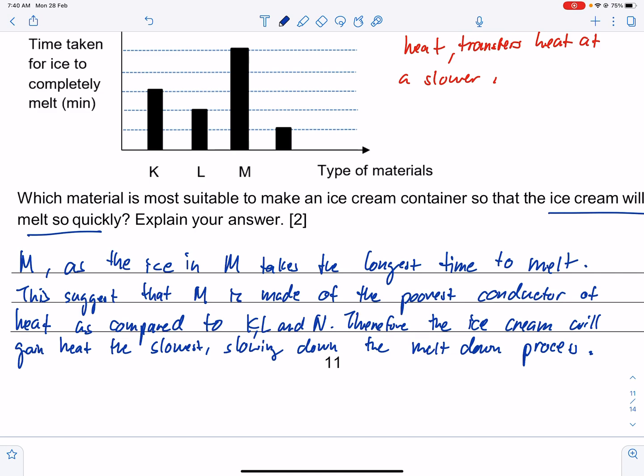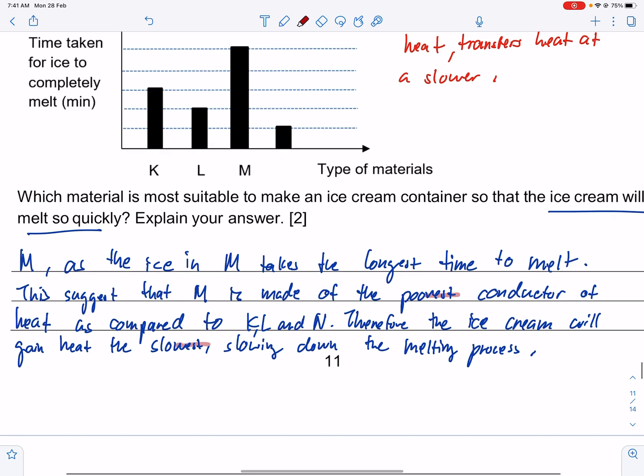Okay, or sorry, can I just change the last part? I think it's better to say slowing down the melting process. Alright, and there you have it. Okay, just make sure you use the right superlatives because there are more than one. You have to use poorest, okay, and slowest.